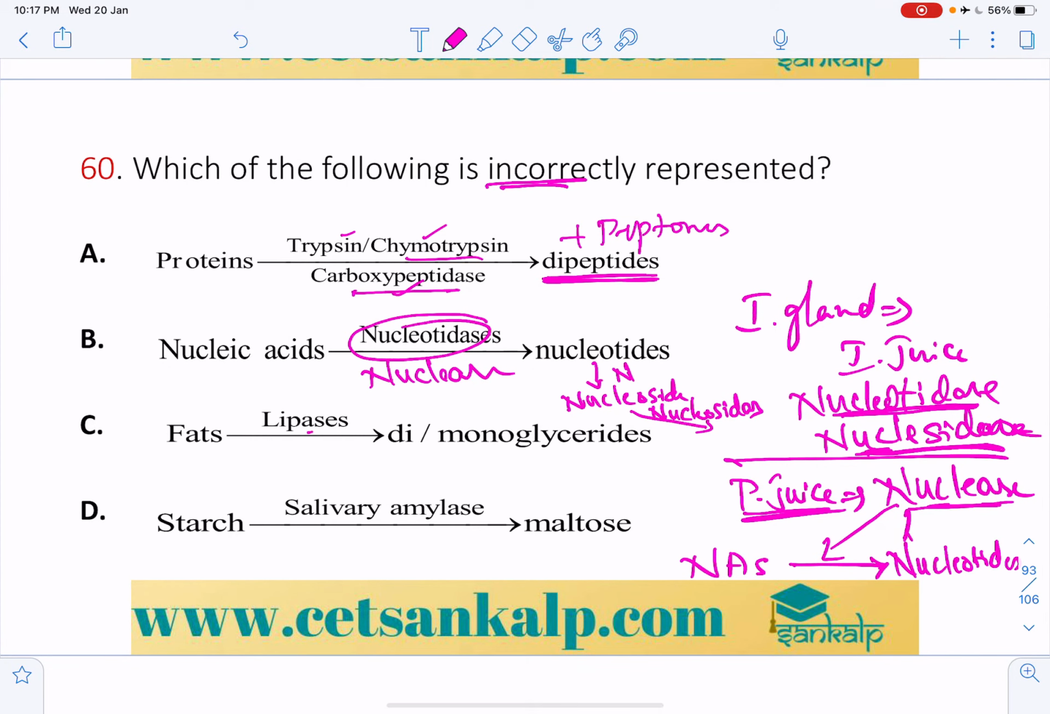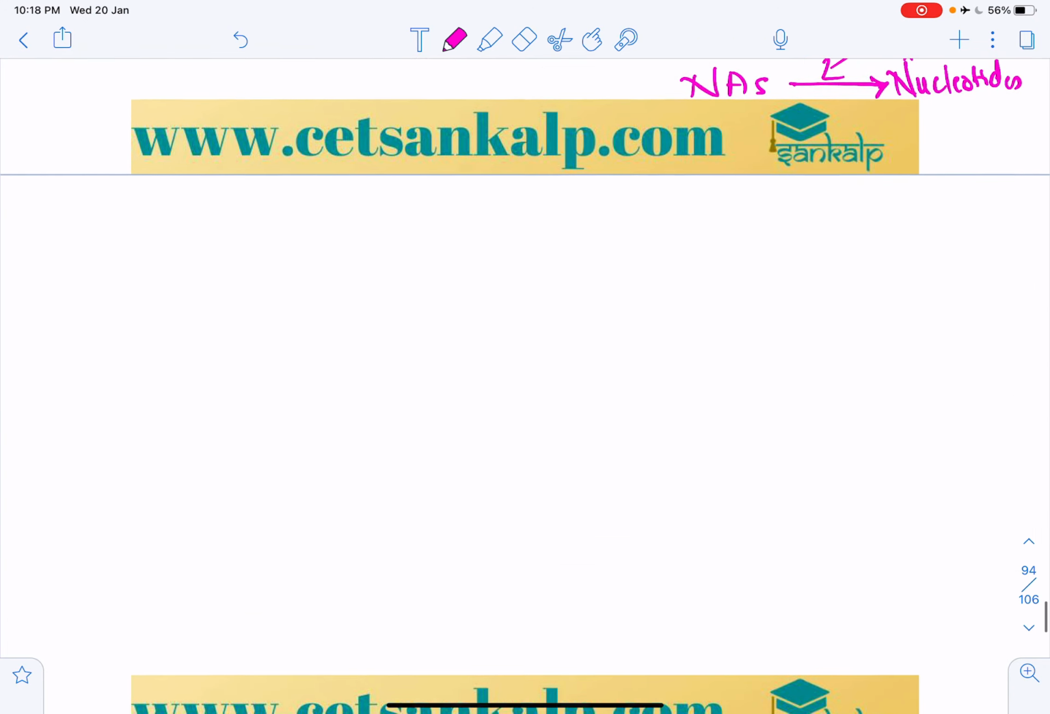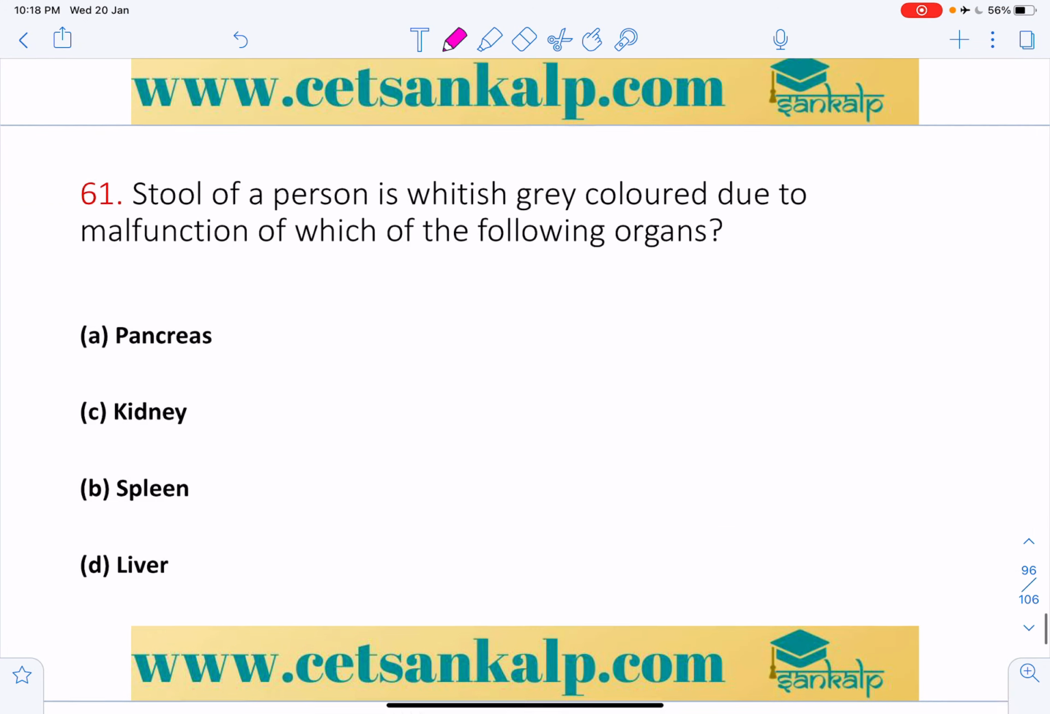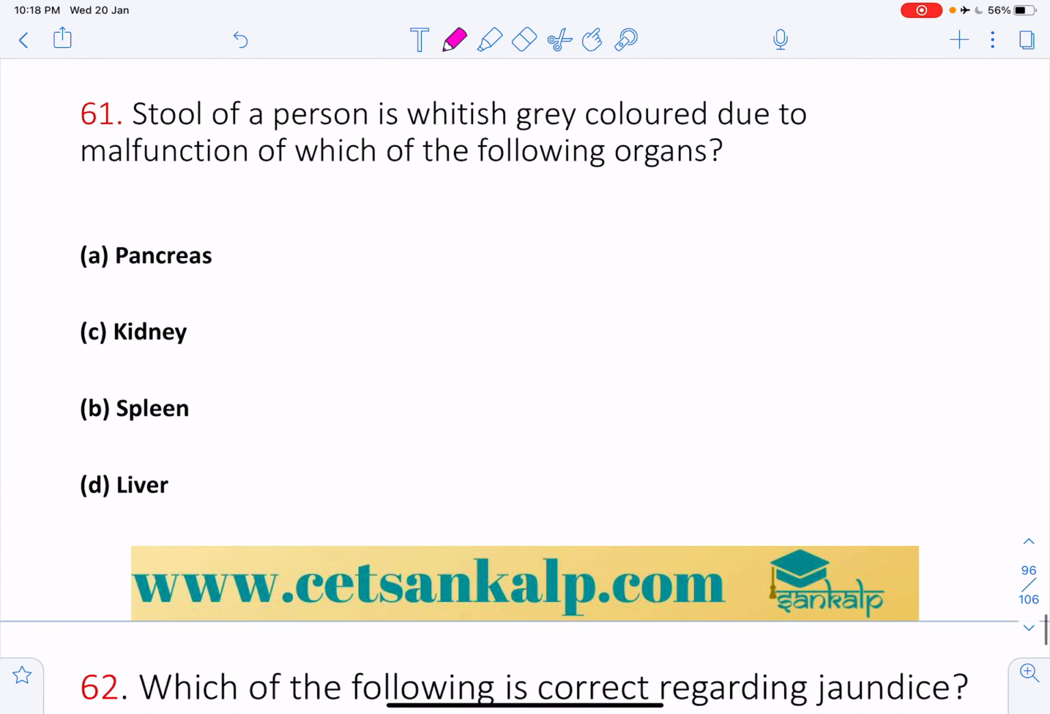Fat: lipases convert it into di- or monoglycerides. So we can say that this is correct, and option A is also correct. Starch: salivary amylase converts it into maltose. That is also correct. So the answer, the incorrect one, is option B.